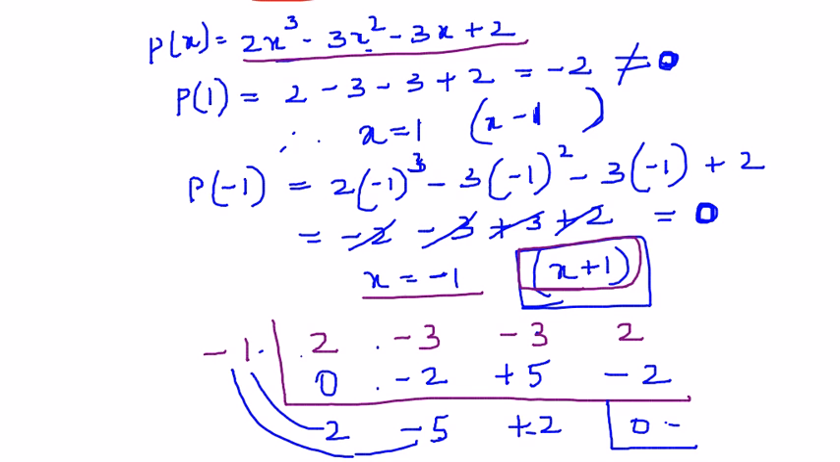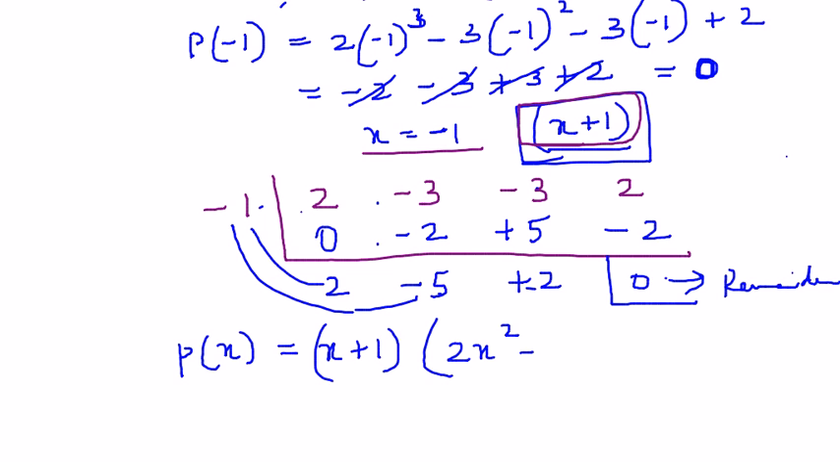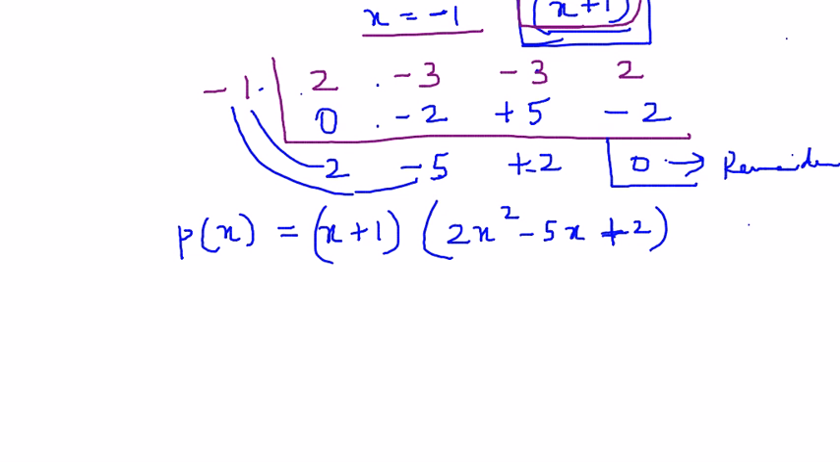So namukku remainder 0 ah vandirunum. Okay, so this is your remainder. Ipo so let's write this equation. Remainder 0 ஆச்சு இல்லையா? So நம்ம இந்த equation எப்படி எழுதலாம்? p of x is equal to x plus 1 ஒரு factor ஏற்கனவே, right? x plus 1 into 2x squared minus 5x plus 2, right? So we can write it like this.